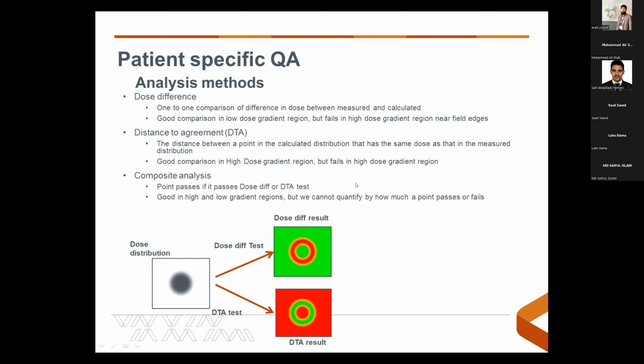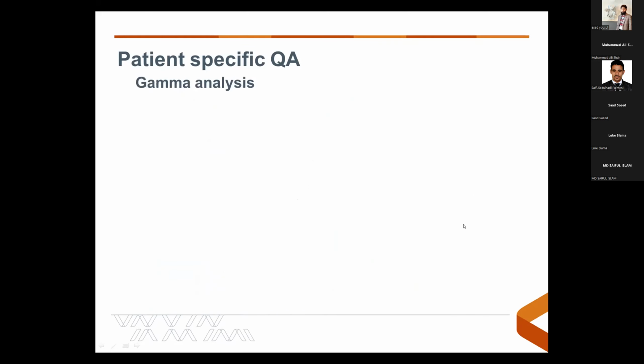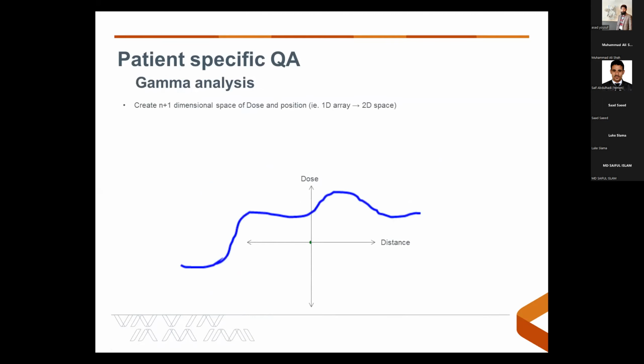So composite analysis: if it passes dose difference or DTA, then it passes. If you combine these two results, you get a good result. The problem is that we cannot quantify by how much a point passes or fails. And that's where gamma analysis comes in. Gamma analysis is where you create an n+1 dimensional space of dose and position. So for example, a 1D array becomes a 2D space.